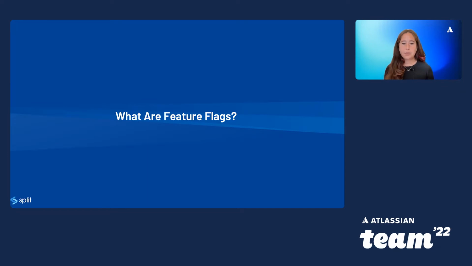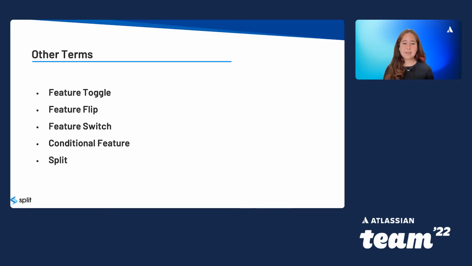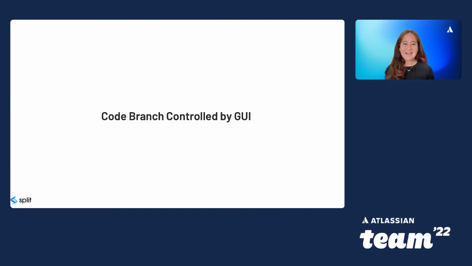So first of all, what are feature flags? Some other terms for them that you may have heard include feature toggle, feature flip, feature switch, conditional feature, and at Split, we like to call them splits. But basically, all of these terms refer to the same thing, which just means that you have code that branches based on a GUI interface where you can control what happens.